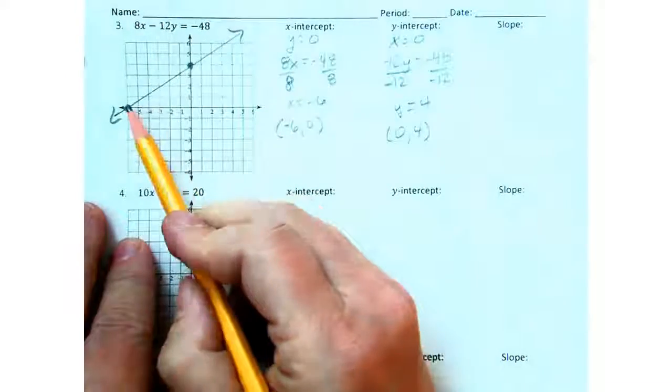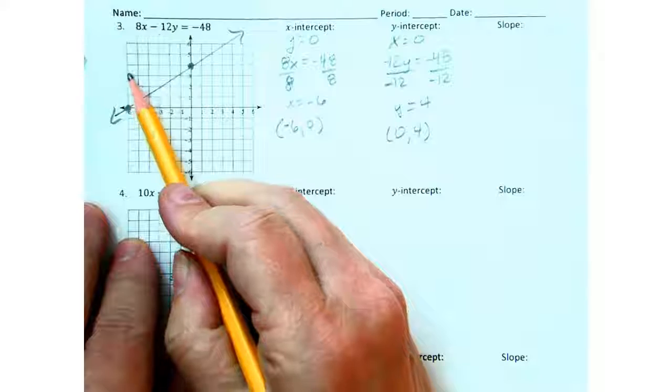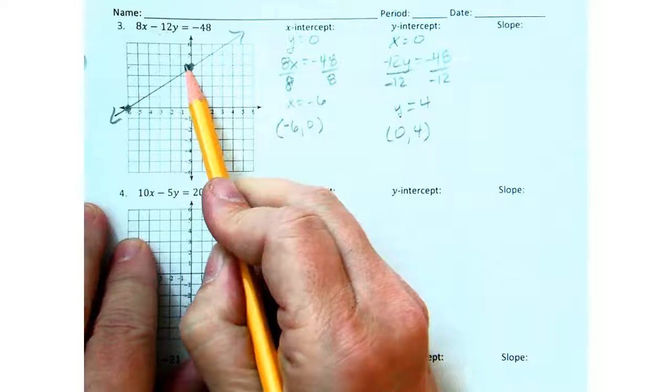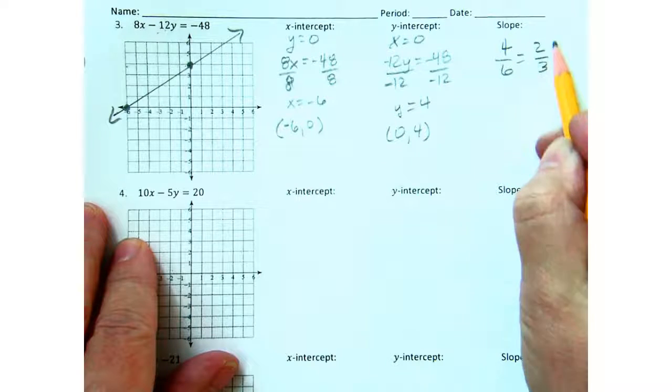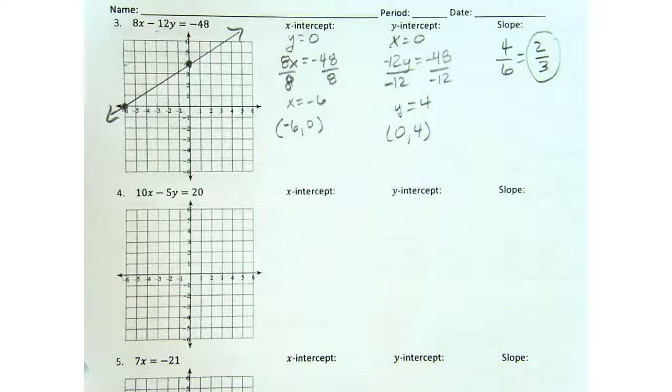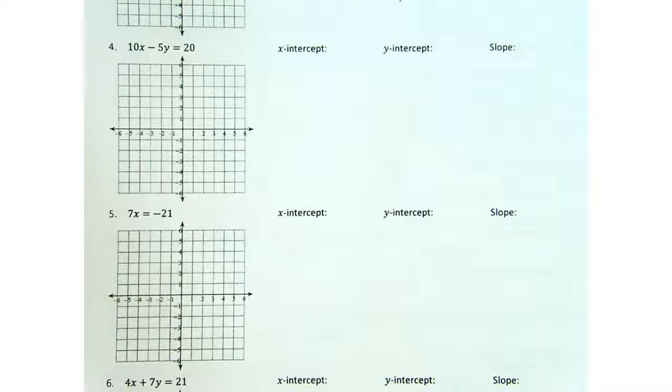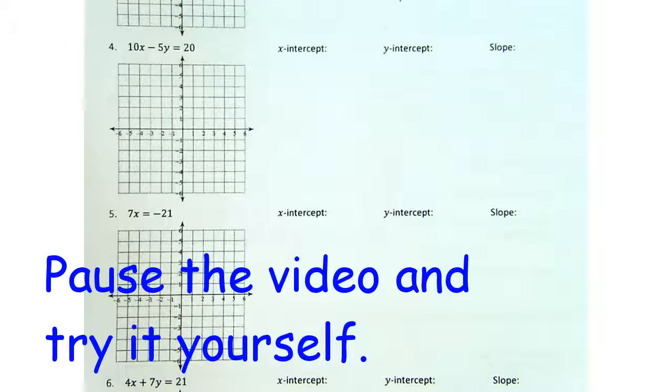Let's find the slope of this line and see if our pattern holds. It's up 4 and to the right 6. Simplify this for 2/3. Given our previous patterns, we would have expected 8/12, but 8/12 does simplify to be 2/3, so our pattern holds. Pause the video and try the next example yourself.